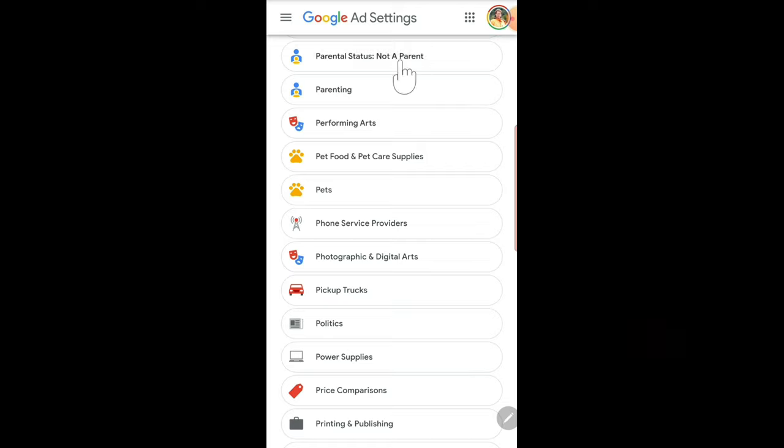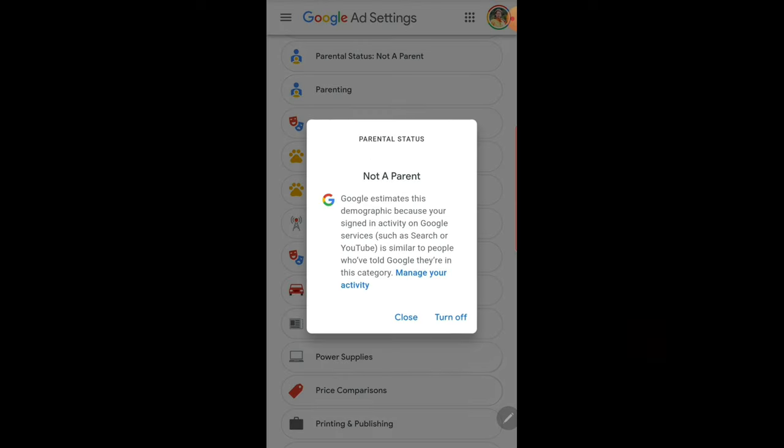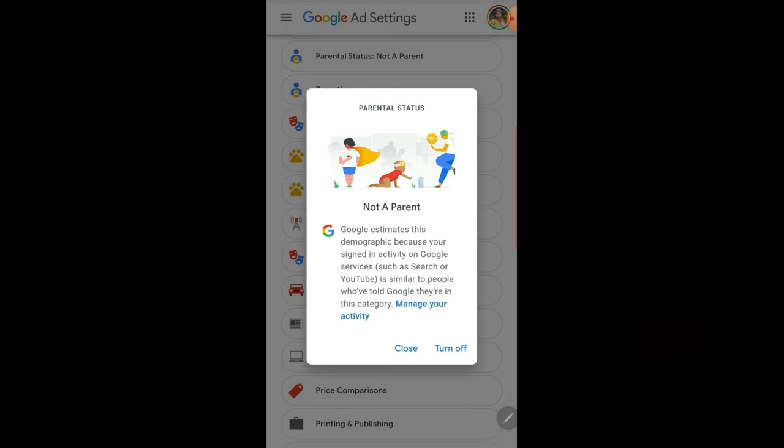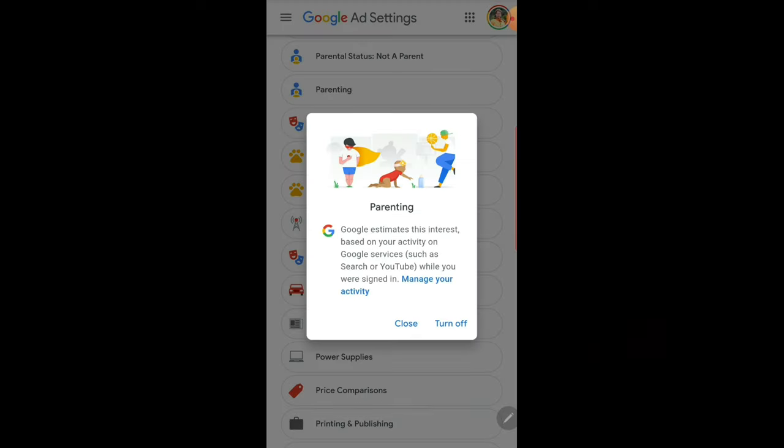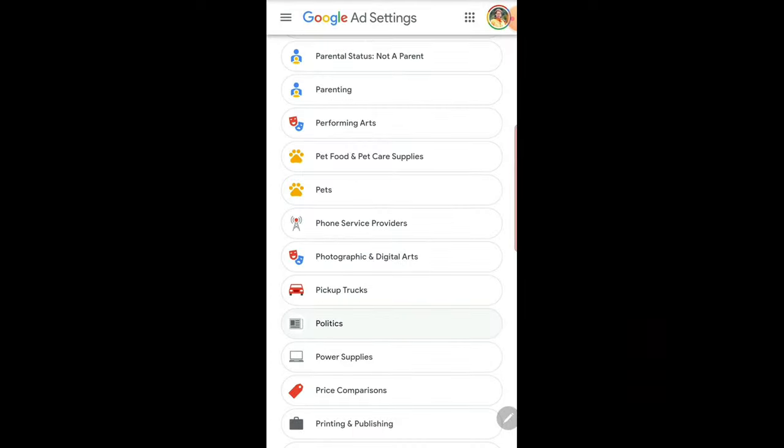Parental status up at the top, not a parent. Let's see if they're estimating that or do they know for sure. Google estimates this because of my research activity, and I certainly do not ever research products for children, you know, children's toys or clothing or childcare, because I do not have children. So that makes sense. Parenting says, even though I do not have children, that I'm interested in parenting, which I really am not. Are they estimating again? Yes, this is another estimate. Maybe all of them are estimates.